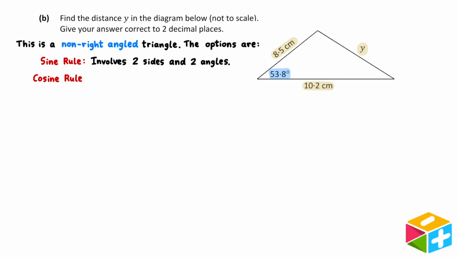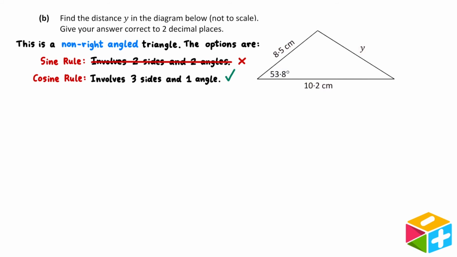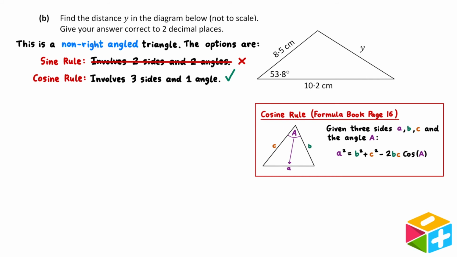The sine rule involves 2 sides and 2 angles. The cosine rule involves 3 sides and 1 angle. If we look at the labels on our triangle, we have labels on all 3 sides and on 1 angle. So here, using the cosine rule will be a good idea. This rule can be found on page 16 of the formula book.